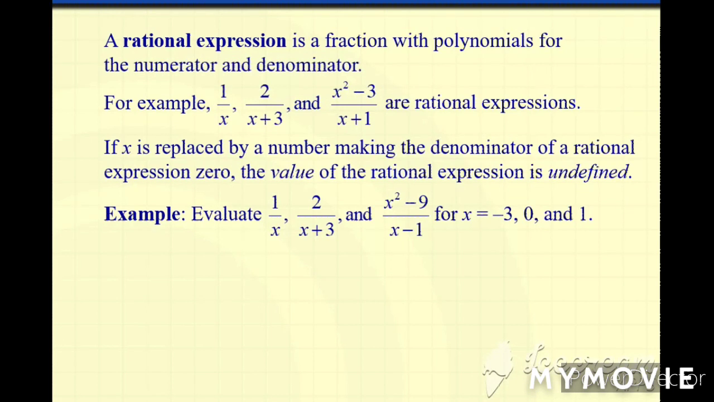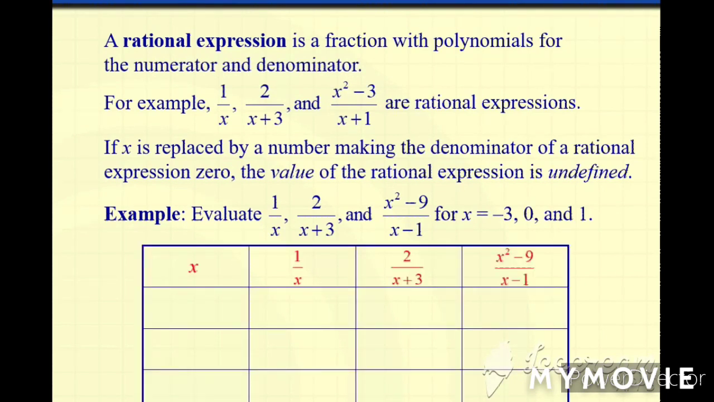Example: evaluate 1 over x, 2 over x plus 3, and x squared minus 9 over x minus 1 for x equals negative 3, 0, and 1. So we have here a table of values. For the value of x, we represent x. The first expression is 1 over x, second 2 over x plus 3, third x squared minus 9 over x minus 1. So when x is equal to negative 3 in this example, we can substitute here 1 over negative 3 for 1 over x, so the answer is negative 1 over 3.